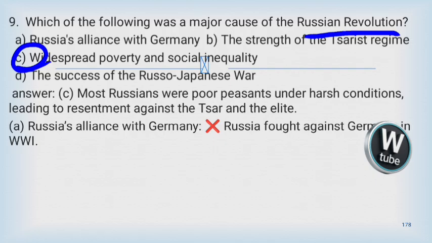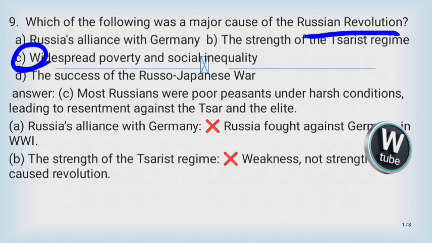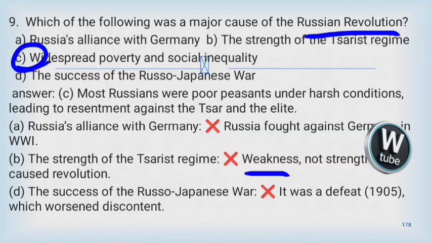Why? Because Russia's alliance with Germany is wrong, as Russia fought against Germany in the First World War. The strength of the Tsarist regime is wrong, because it was not strength; it was the weakness that caused the revolution. And the success of the Russo-Japanese War is wrong, because it was a defeat in 1905, which worsened the discontent.